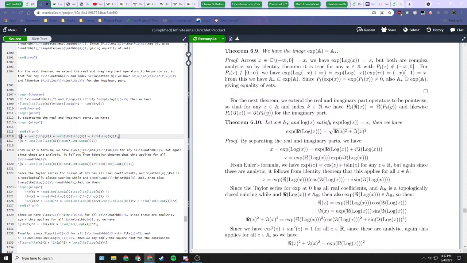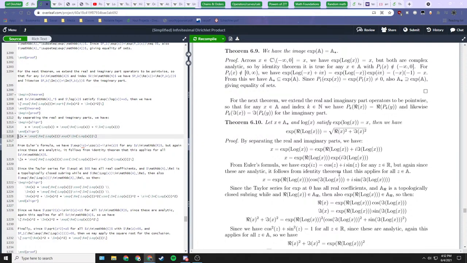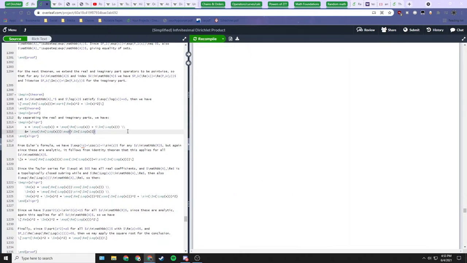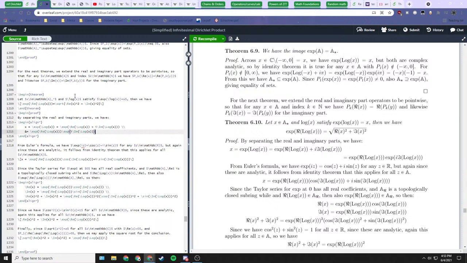And let's put this in alignment. Let's align these. I think it's probably fine. Okay. Let's actually, we'll give it some space. I don't want them to be cramped. Okay. From Euler's formula, we have exp iz equals, that doesn't look good at all.